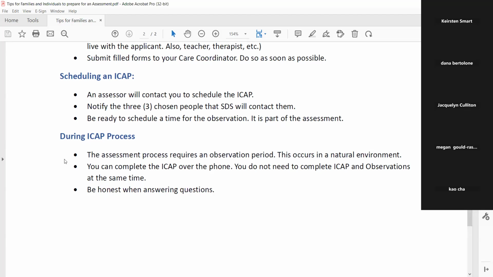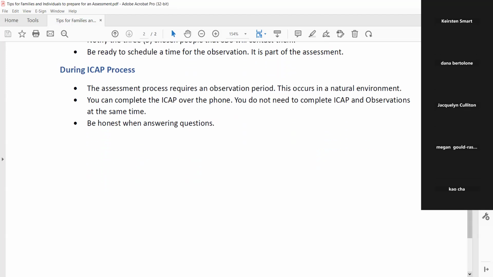During the ICAP process, the observation period is required. This best occurs in a natural environment where the person is familiar with what they're doing and in a familiar place for them. You can complete the ICAP over the phone. You do not need to complete the ICAP and observations at the same time. And as always, please be honest when answering questions.